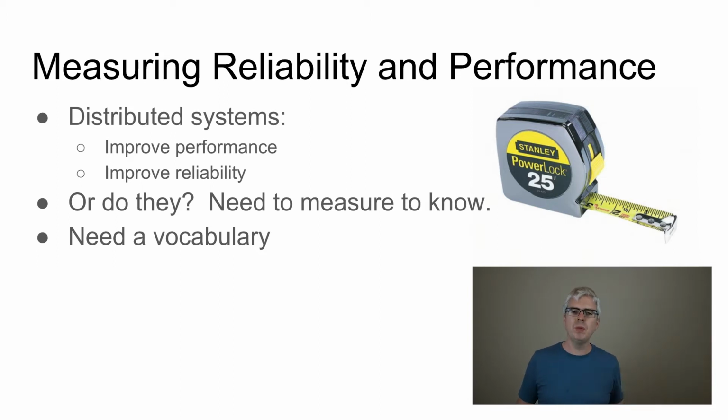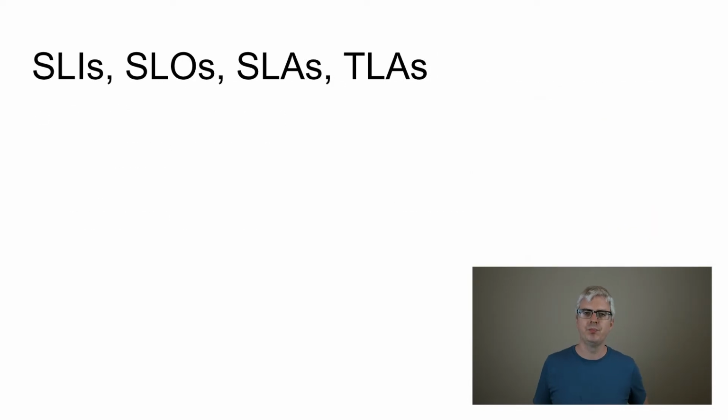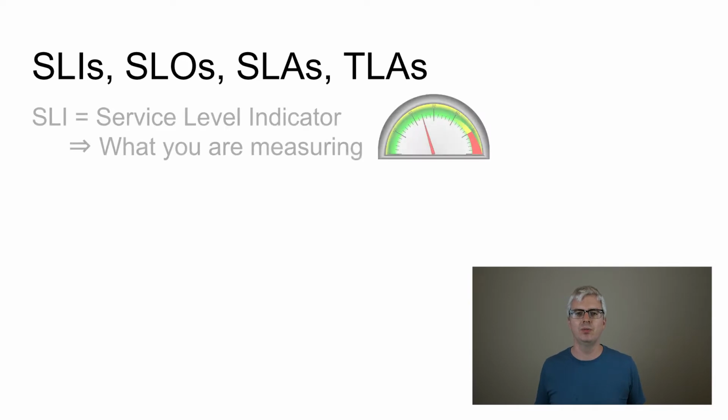So if we're going to measure reliability and performance, we need a vocabulary. We need common words which are understood by other people in order to describe how well we're doing. So that brings us to SLIs, SLOs, and SLAs. An SLI is what we're measuring. It's a service level indicator. An example of this is uptime.